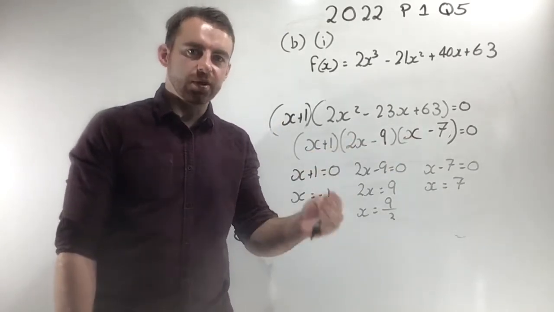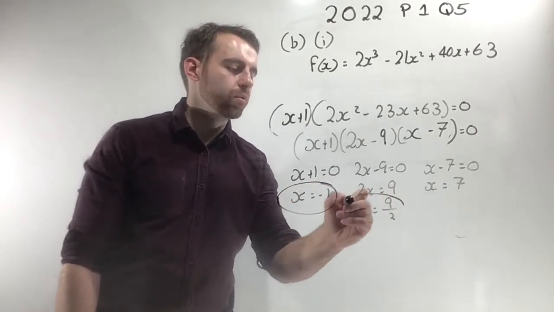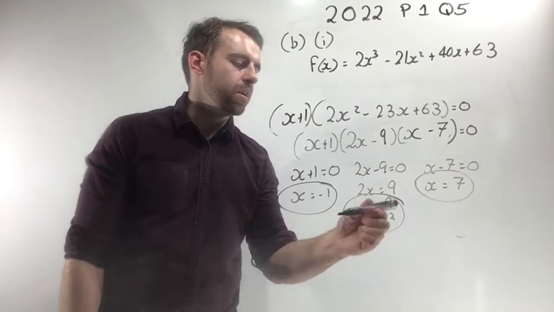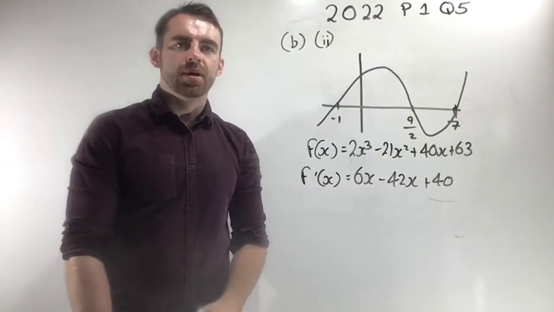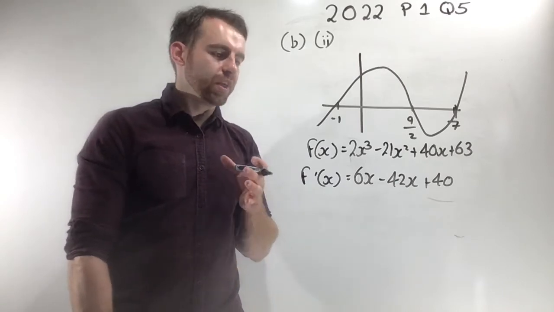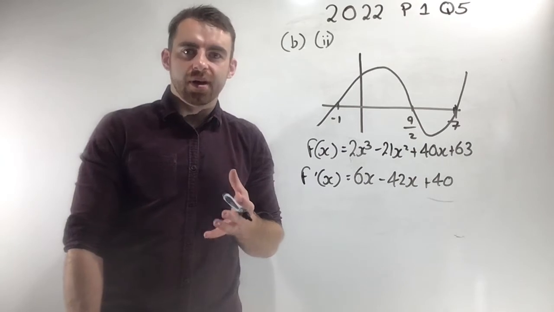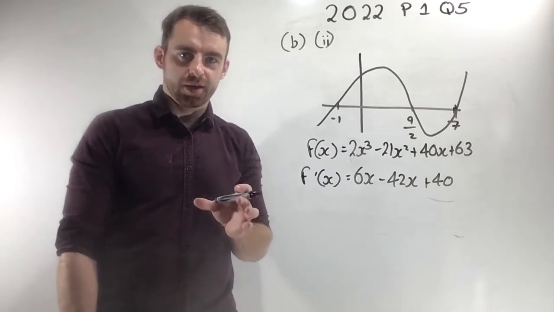We let each factor equal 0 and we isolate x in order to find the three roots. The three roots of this cubic are 7, 9 over 2, and minus 1. In B part 2, we're asked to find the range of values of x for which f dash x is negative. Now, if we're asked for a range of values, then obviously our answer needs to be an inequality.